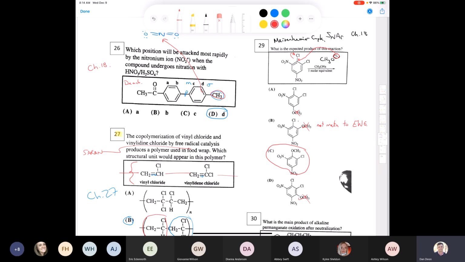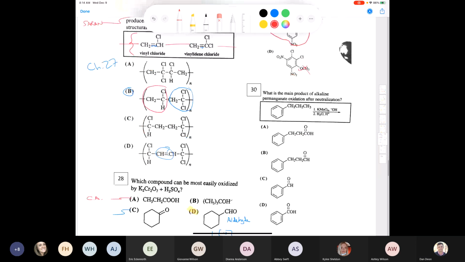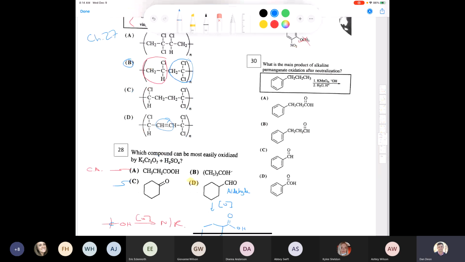So nucleophilic aromatic substitution, Meisenheimer complex, make sure you review that. I finished making up the exam over the weekend. There's definitely a question about that. Let's see. What is the main product of alkaline permanganate oxidation after neutralization?